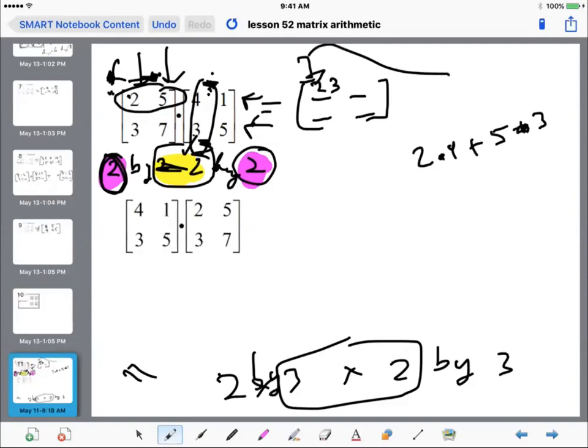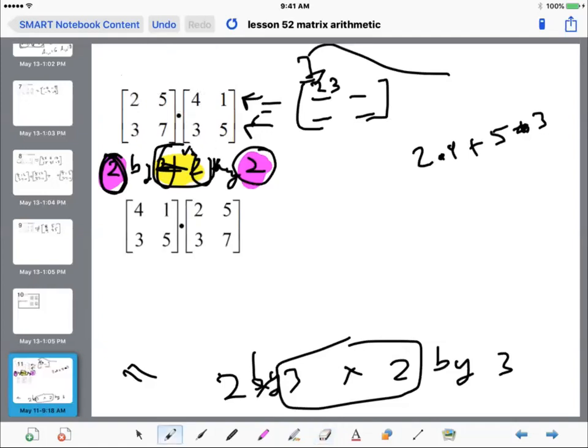So I start at the left of the row and at the top of the column, and I move to the right with the row and down with the column. That's why the number of columns has to equal the number of rows, because that's how many numbers there are that get multiplied together. Now, I'm going to start over, and you could actually do these in any order you want.